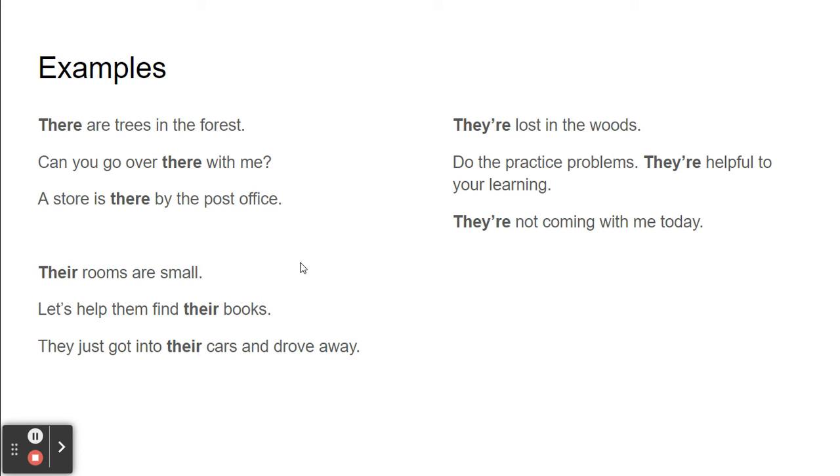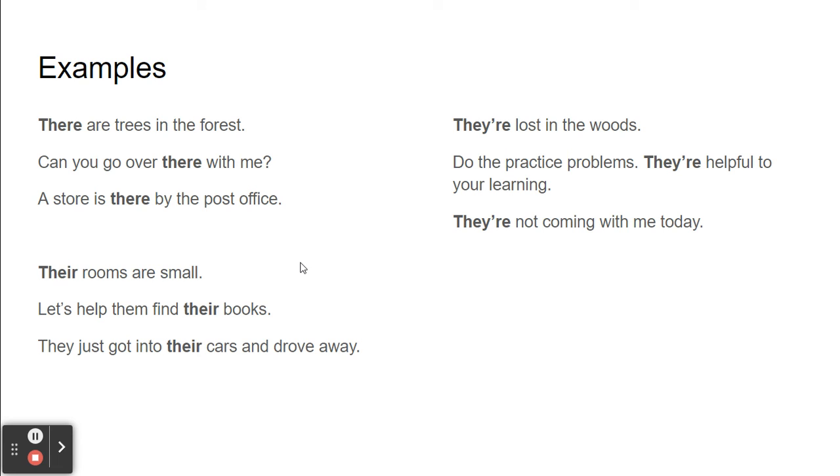There are trees in the forest. Here we're using there is or there are to talk about something that's there, that exists. Can you go over there with me? Here we're talking about an actual place. We're not really saying in the sentence where that is, but if I said this to you, we would know what we're talking about. We would know which place we're talking about.